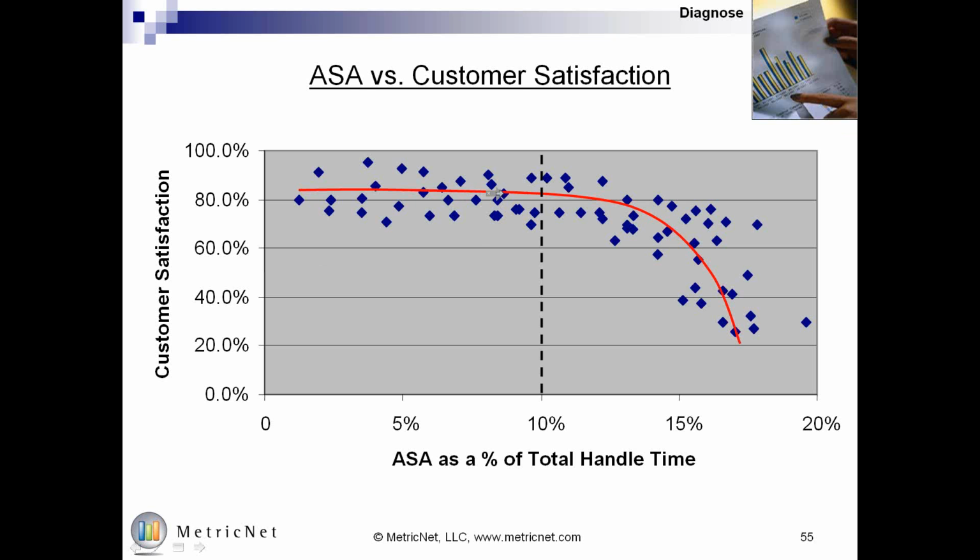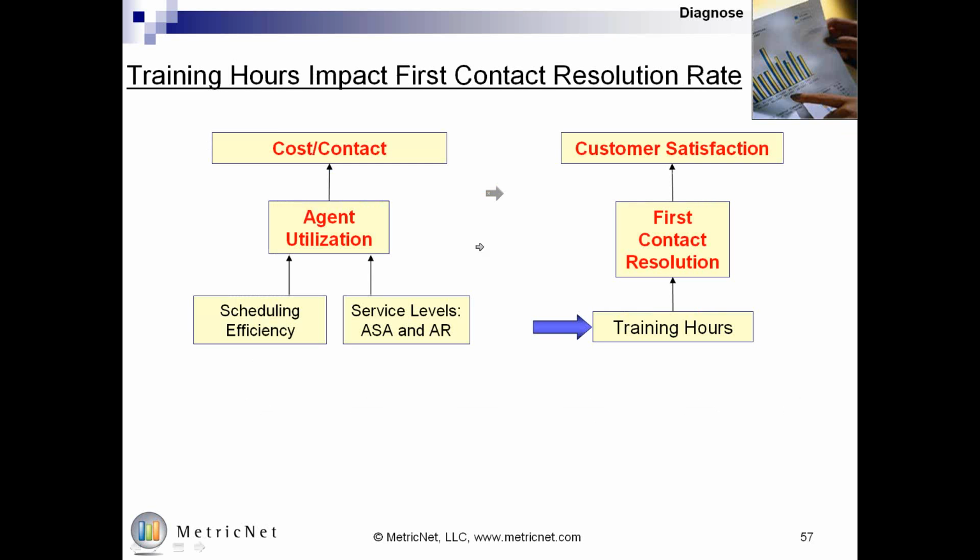So again, there's a sweet spot that you want to try and hit there for both ASA and call abandonment rate. And this is critical because those service levels do drive agent utilization, which in turn drive your cost per contact. So aggressive service levels do drive cost.